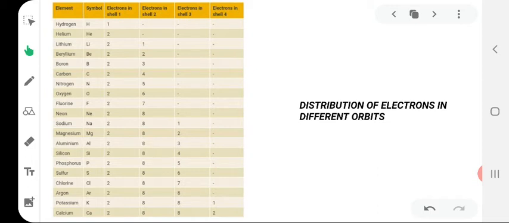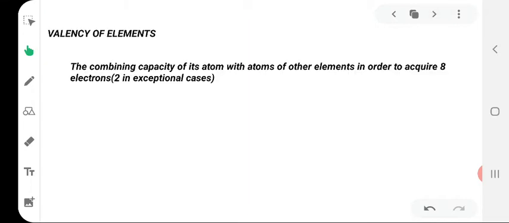Thus, we can conclude that with exceptions of helium, neon or argon, the atoms of the rest of the elements have incomplete outermost shells. So in order to complete this, they combine with the atoms of other elements. This combining capacity of an element is known as valency. So we may define valency of elements as the combining capacity of its atom with atoms of other elements in order to acquire 8 electrons or 2 electrons in some exceptional cases.